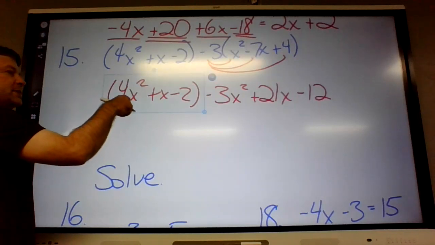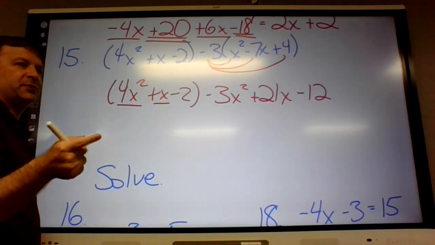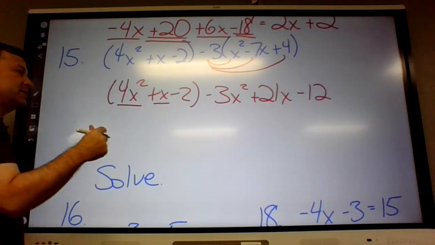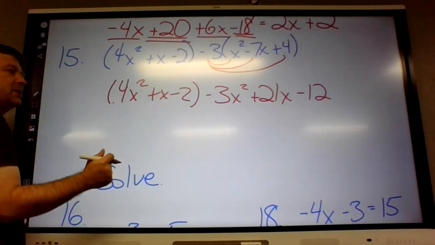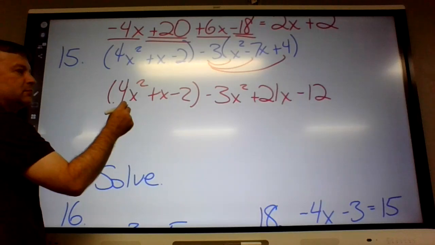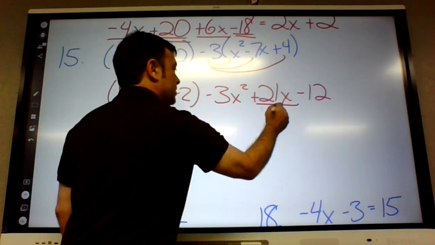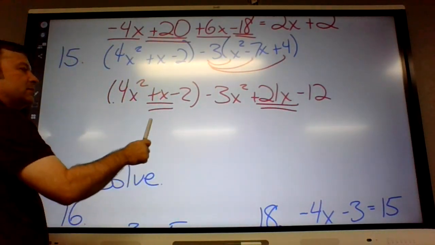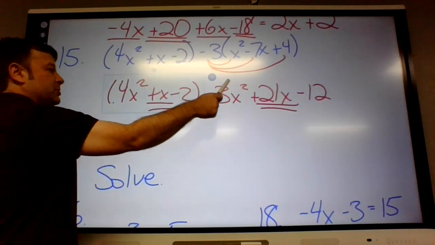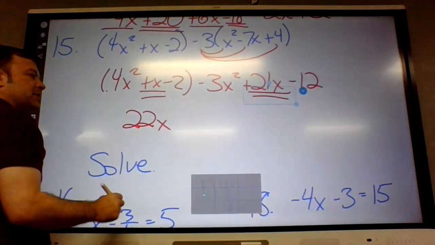So the other class was confused on this. Do these two go together, yes or no? No, they do not. So what can we combine, Triton? We combine the x and 1x. Okay, that and that would go together, yes. So what's 1x plus 21x? 22x. Okay, what else can we do?